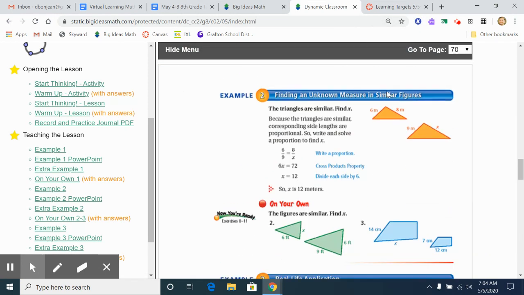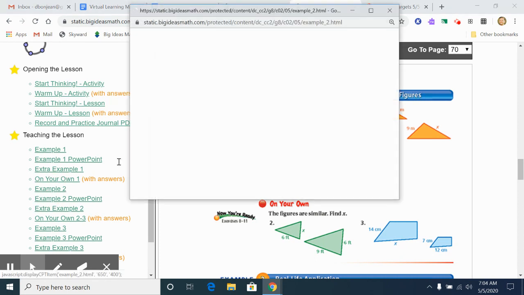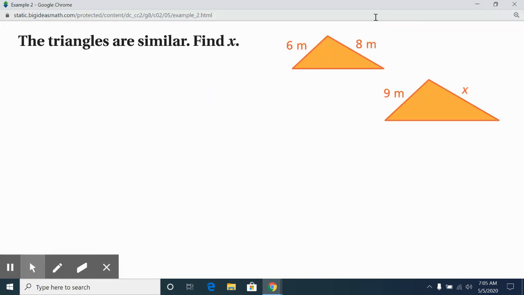Now the second learning target is that, knowing that we have two similar figures, we're going to find a missing side length. We're going to do that by first writing a fraction out of the corresponding side lengths that we know. I know that this side is 6 and this side is 9. Those are corresponding side lengths. So I'm going to use that as a base fraction.